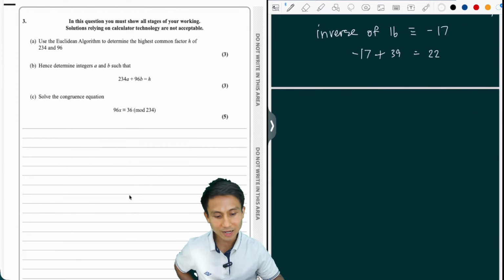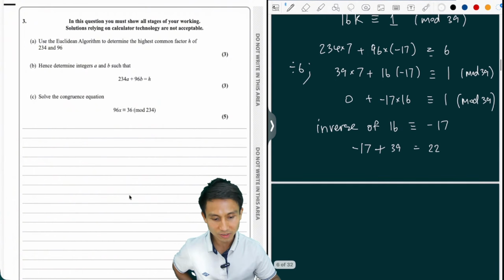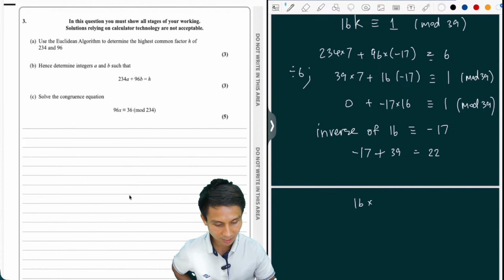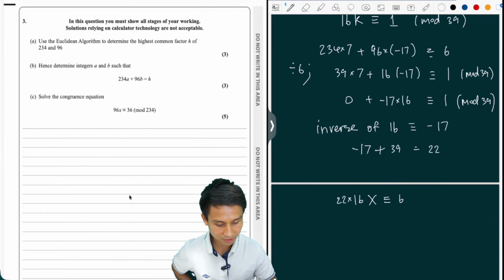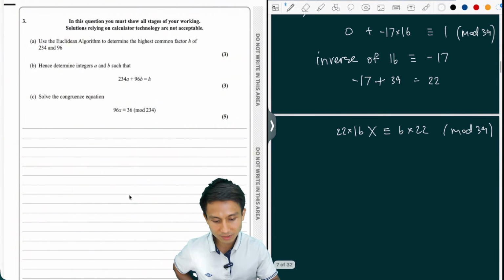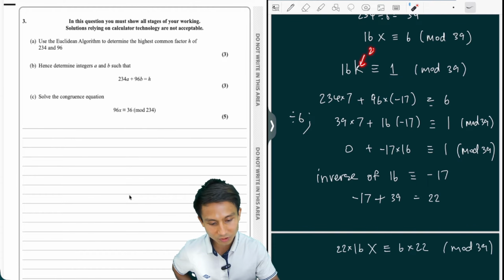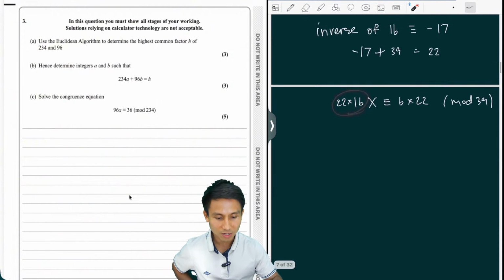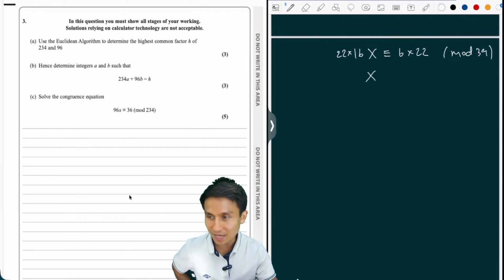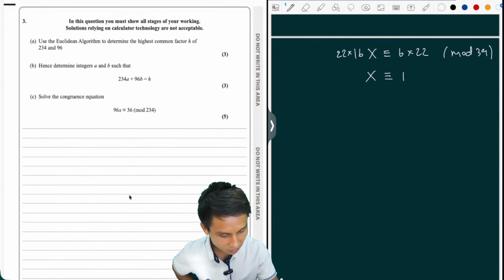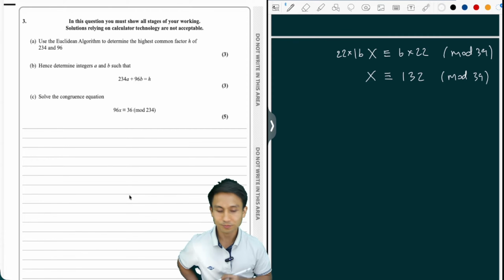So if we apply that inverse to the equivalent congruence equation there, I'm going to multiply all the sides. This was 16 times x first, equivalent to 6 times 22 modulo 39. Because again, we know now that k was 22, and 16 times 22 will be equivalent to 1. So we can put this as 1 under modulo. So that's just x then, equivalent to 132 modulo 39.